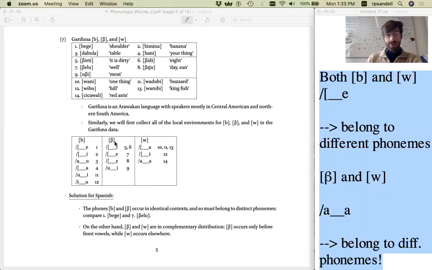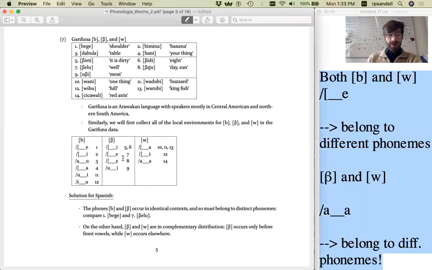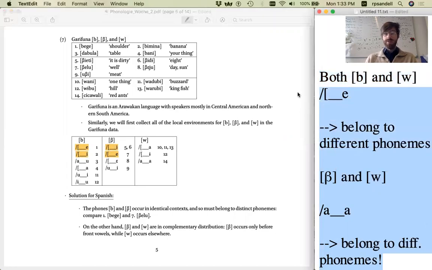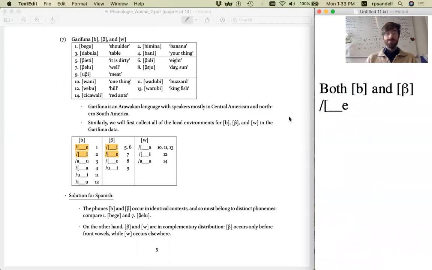The fricative v also occurs at the beginning of a word, and we can find some identical local environments for the stop and the fricative. For instance, you can find at least a couple of identical local environments. So we can say here that both the bilabial stop b and the bilabial fricative v occur in the context at the beginning of a word before a, and also at the beginning of a word before e. So again, that suggests that these two phones, ba and va, belong to different phonemes.